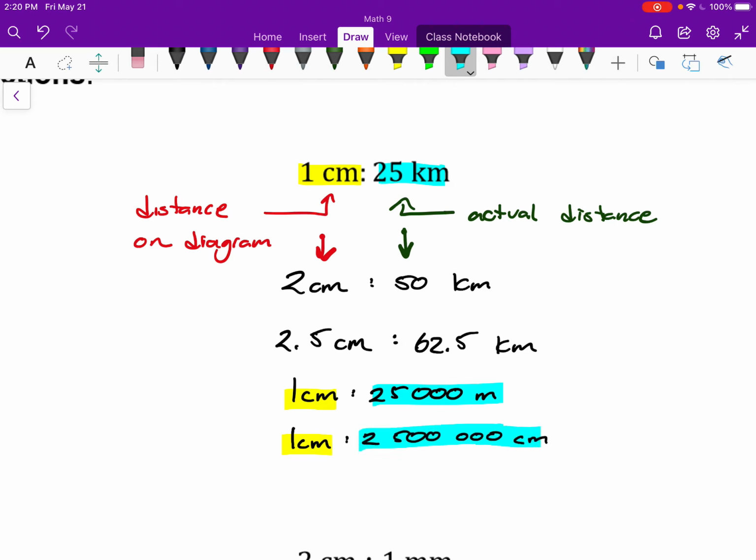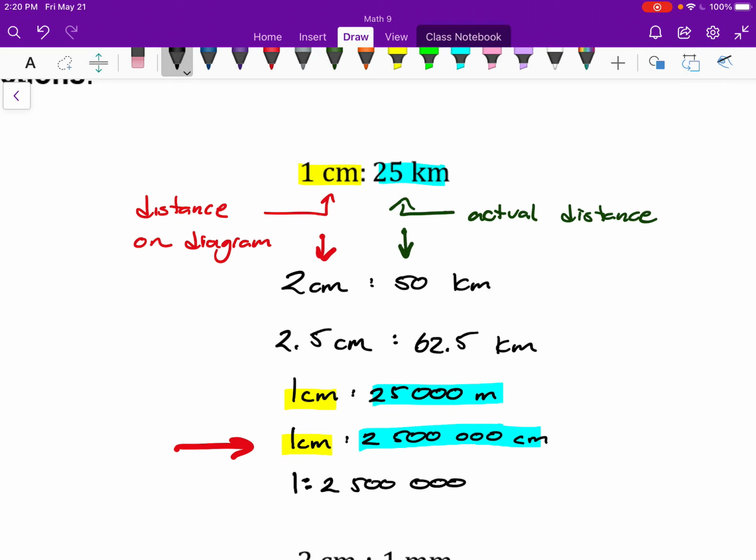Now, don't get me wrong. The first scale I gave you, 1 centimeter to 25 kilometers, I think is by far the easiest to work with. 1 centimeter on the map is 25 kilometers in real life. But if I change it to this form, I can now literally see that every 1 centimeter on the map is 2.5 million centimeters in real life, which means the real distance is 2.5 million times larger than the distance on the map. And once you have the same units, you don't really need to write the centimeters. So in the end, I can also write this as just 1 to 2.5 million.